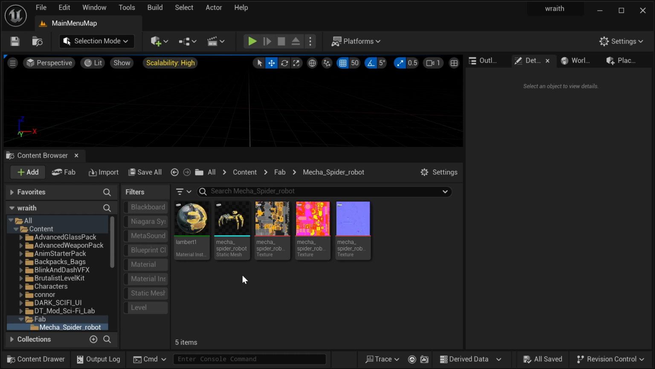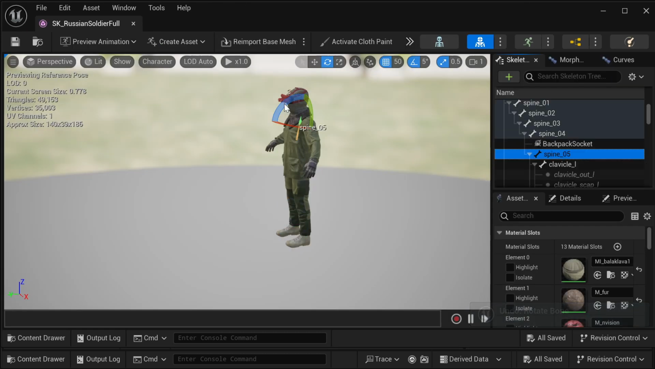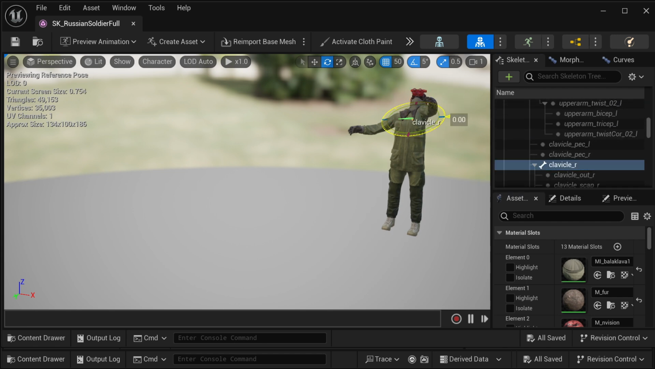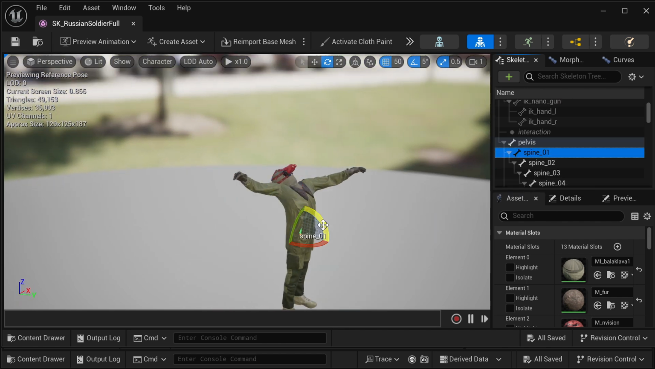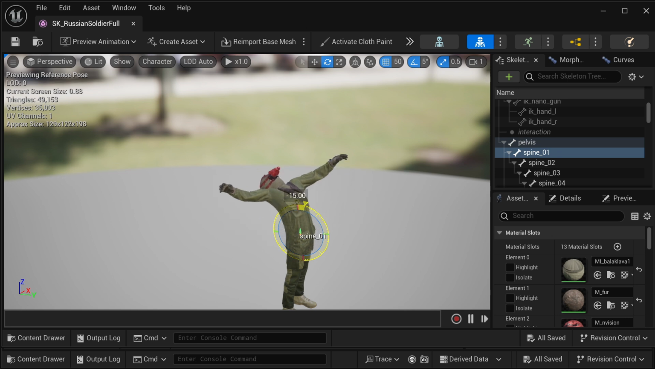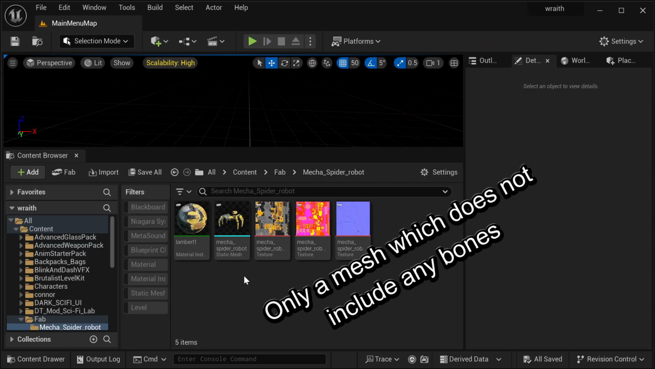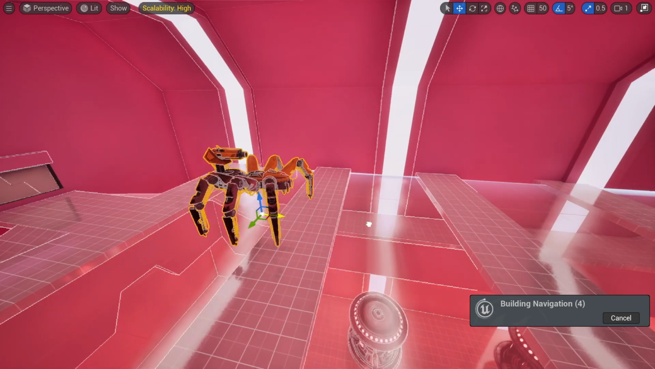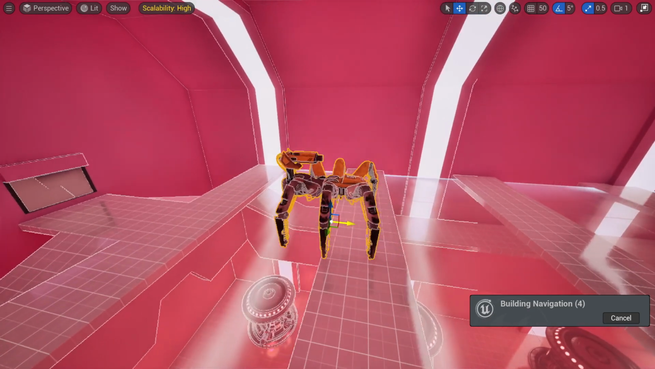There's no skeletal mesh. For those who don't know, meshes are basically just 3D graphics. Skeletal meshes include bones that can be used to manipulate the graphics. Apparently this asset does not come with a skeletal mesh, so unless I'm okay with a robot spider that just slides around on the ground without moving its legs, which I am not, I just wasted $20.